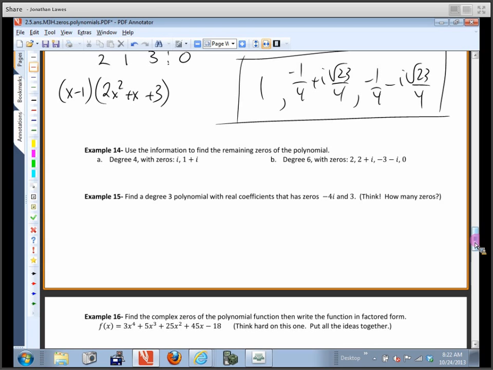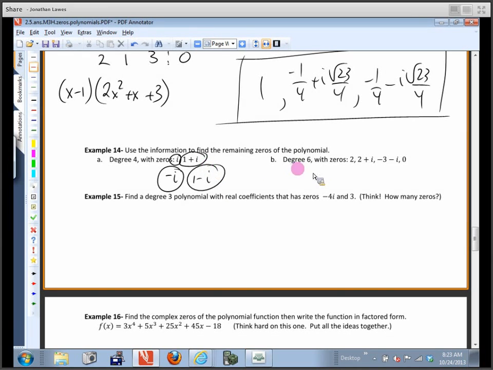So it says for number 14, use the information to find the remaining zeros of the polynomial. So the information on part A says we've got a degree 4 polynomial. How many zeros would it have? 4 complex zeros. And it says it has a 0 of i and a 0 of 1 plus i. Well, if it's got a 0 of i, it's also got to have a 0 of negative i. There's another one. If it's got a 0 of 1 plus i, it's also got to have a 0 of 1 minus i. Okay? Any questions?